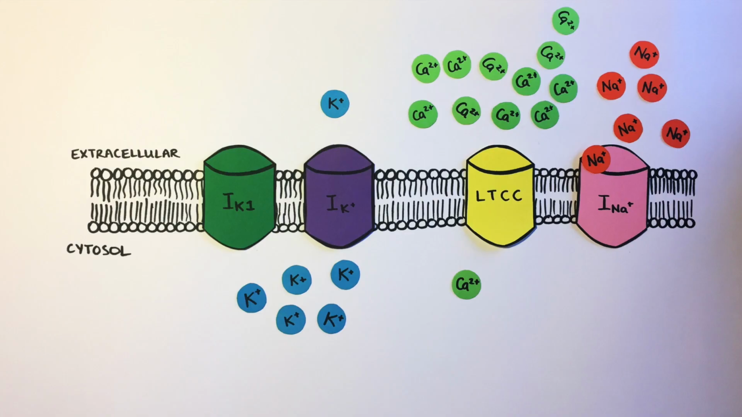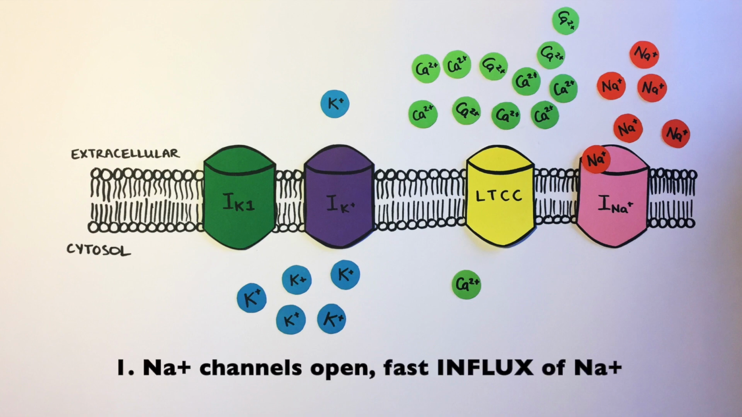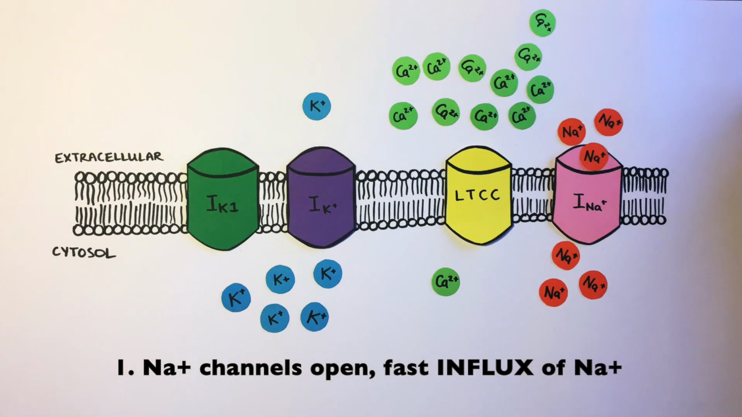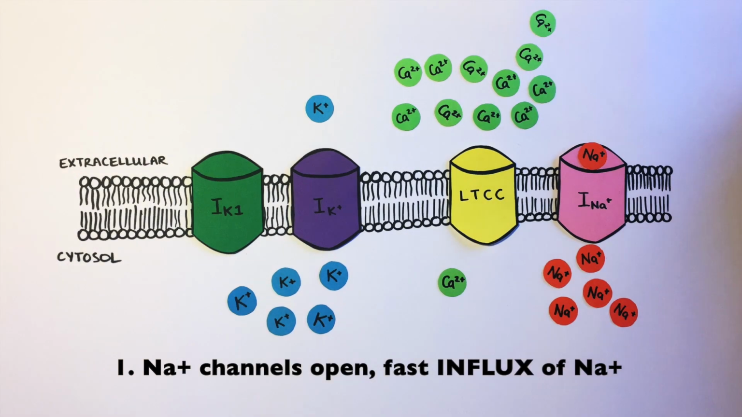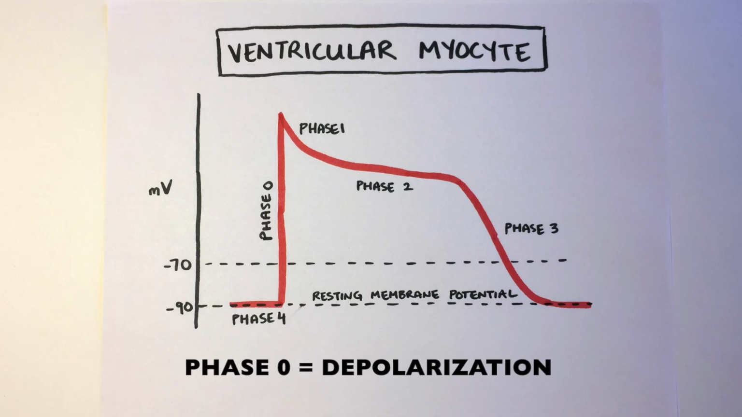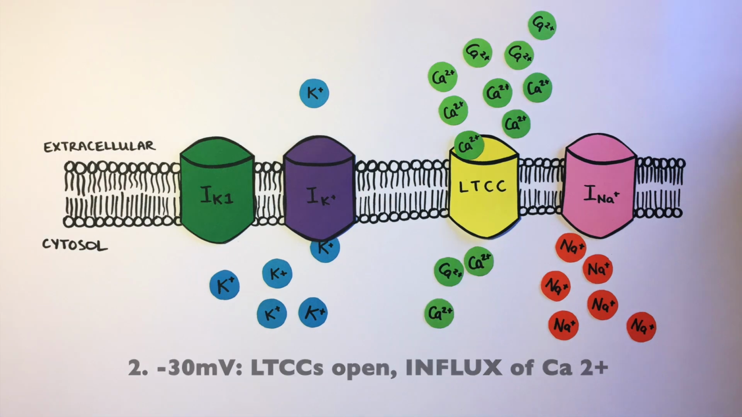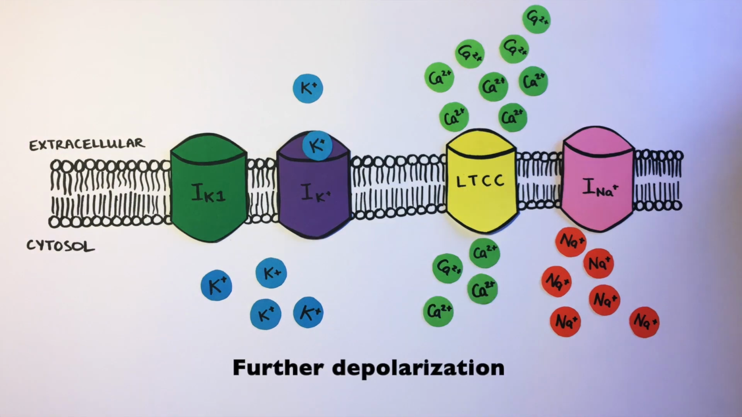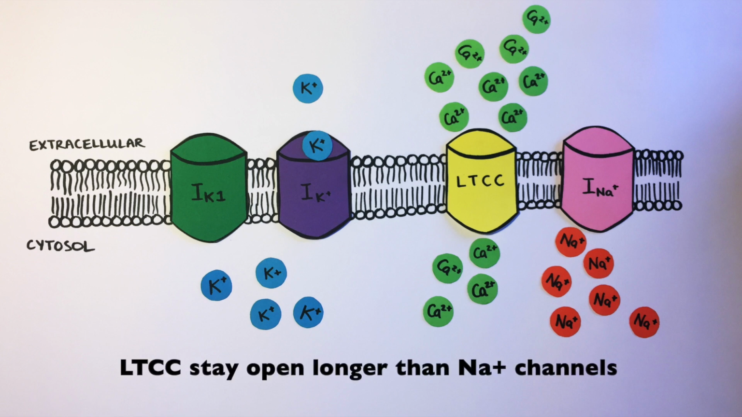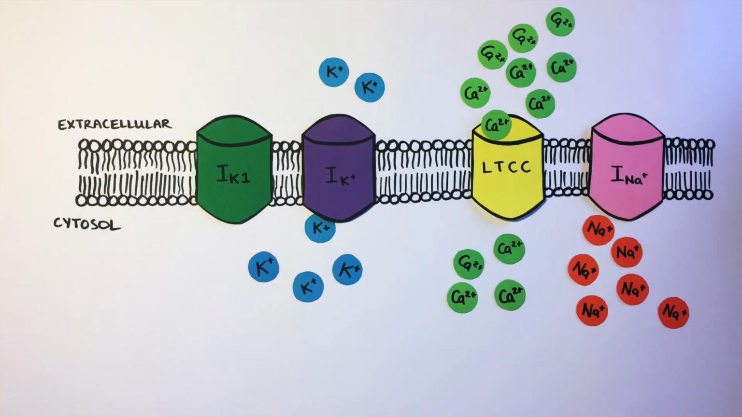in the myocyte. The first channel to open are the sodium channels, which aren't present in the SA node cells. When these channels open, there is a fast influx of sodium causing an increase in membrane potential. This is the start of depolarization, indicated by phase 0. At around negative 20 to negative 30 millivolts, the L-type calcium channels open, causing an influx of calcium and positive charge. The sodium channels are quickly inactivated, but these calcium channels remain open.